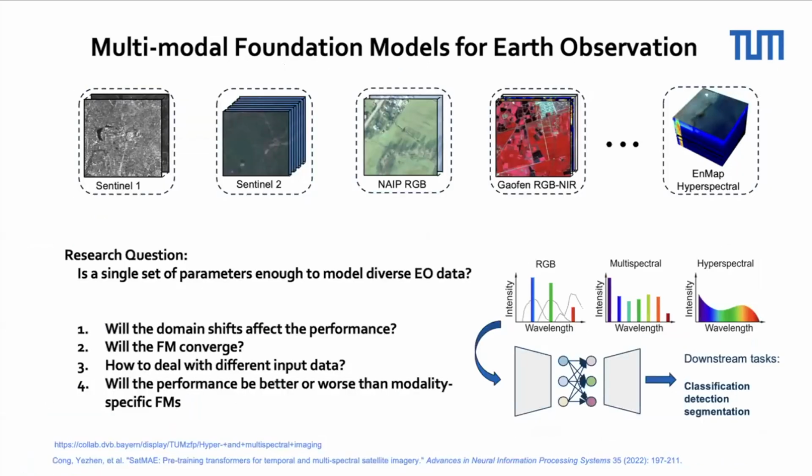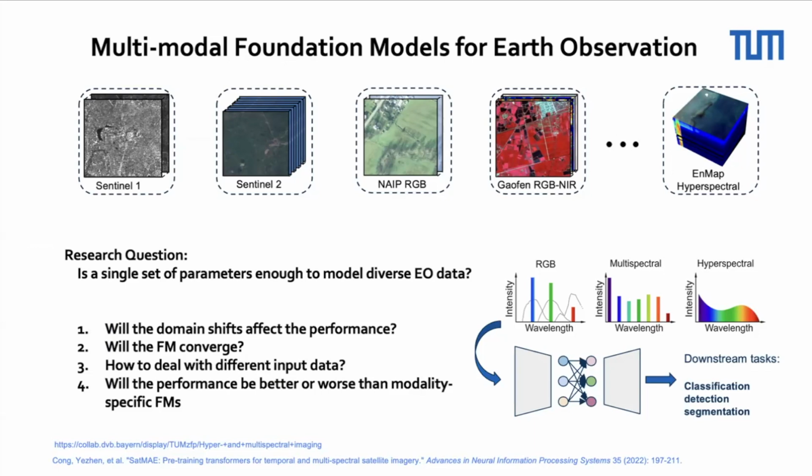From this slide, we can see that there are different data sources. They are quite different from each other. So maybe we know there must be some domain shifts between these different data. They're quite different, right? So the research question is: is a single set of parameters enough to model these diverse EO data? This means that we only use a single set of parameters, a single transformer network that can accept different types of images as input, and the performance is also very good.